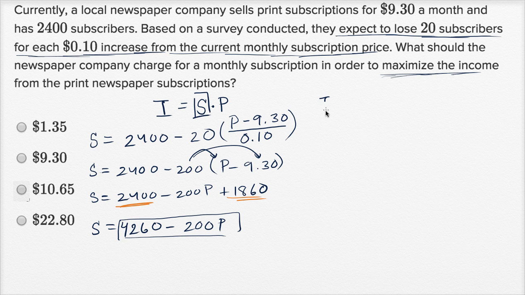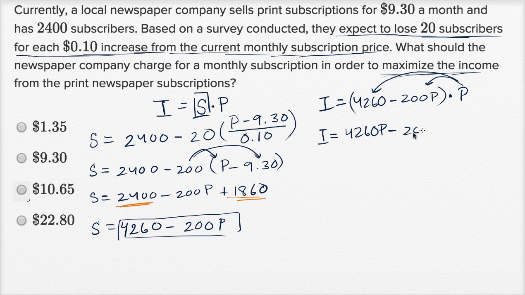So if we do that, we get income is equal to, instead of writing S, we could write 4,260 minus 200P, and then times P. Now we can distribute this P, and we're going to get income as a function of price is 4,260P minus 200P squared. So income as a function of price, it is a quadratic. And I actually like to write my highest degree terms first. So income is equal to, I'm just going to swap these, negative 200P squared plus 4,260P.